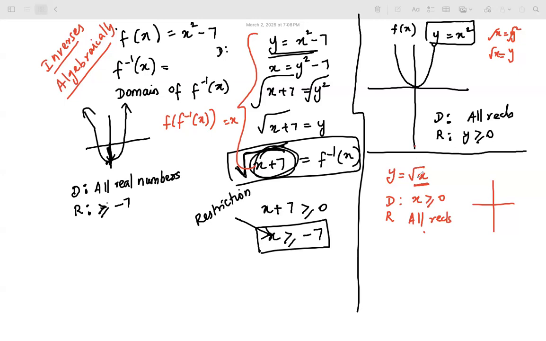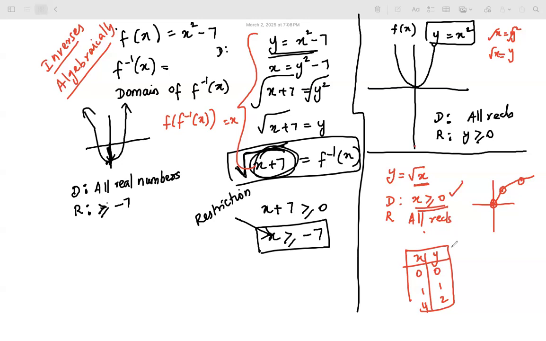Here x greater than or equal to 0 is correct. For the range, you cannot have a negative number at all. If you plot the graph, it goes through 0, 0, then 1, 1, then 4, 2. See, the graph goes like this. The square root graph goes like that. So when you look at this graph, it's a little different.